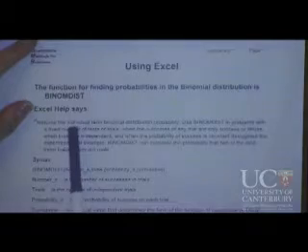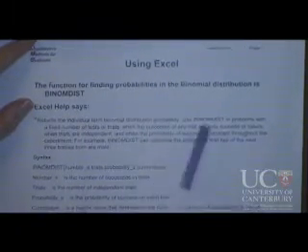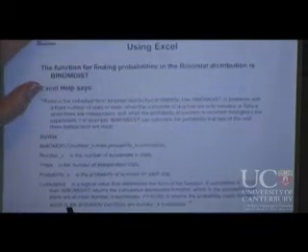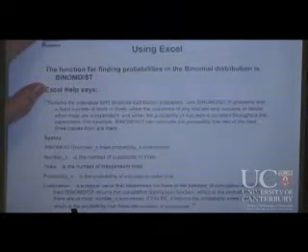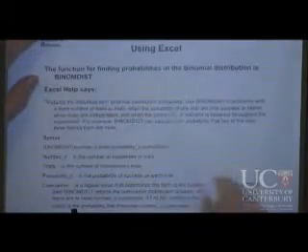What it says in help is that it returns the individual term binomial distribution probability, use BINOM.DIST in problems, and so on. So it even tells you when to use it. If you're thinking, should this be a binom dist or a Poisson, which we're going to learn about in a minute, you can actually read it out.